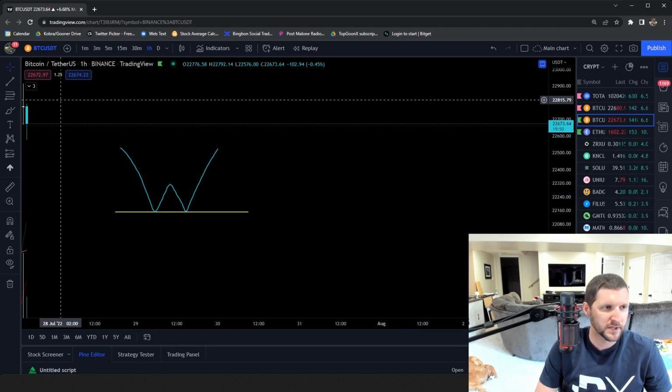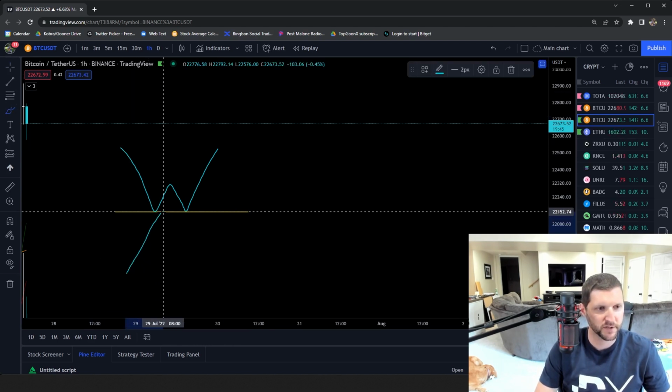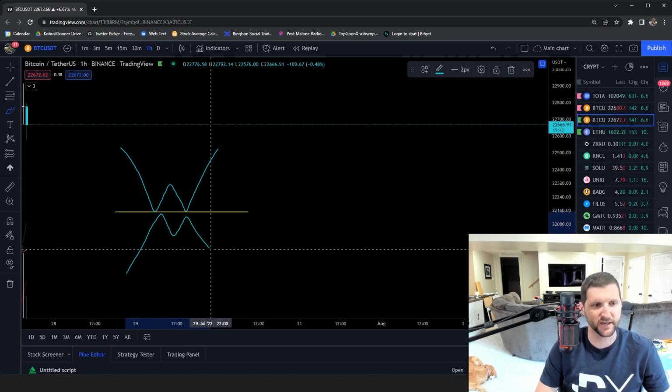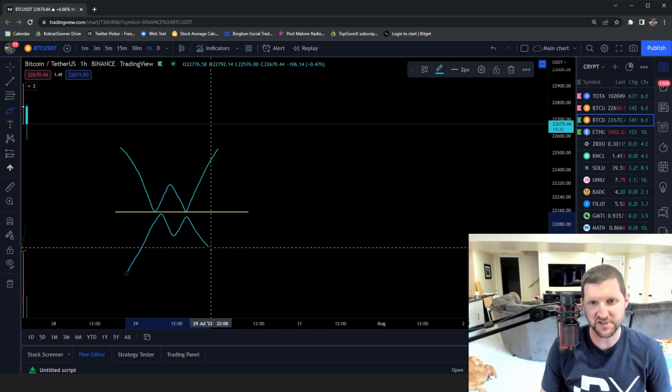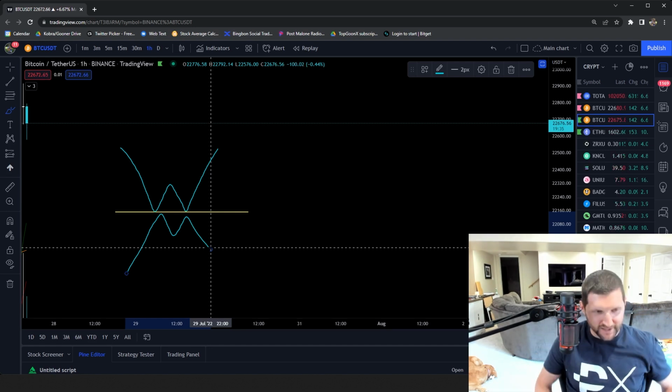This is a double bottom. A double top is going to look very similar, but it's going to be price going up, hit resistance, hits it again, and goes down. Bam! Congratulations! You know how to trade double tops and double bottoms now. See ya. That's the video. I'm just kidding.